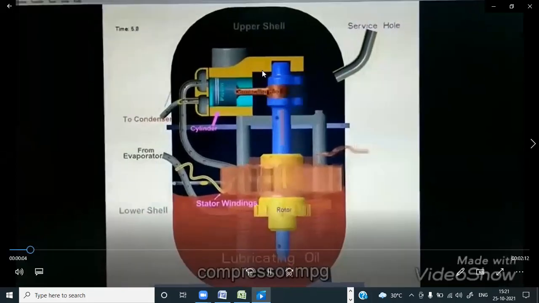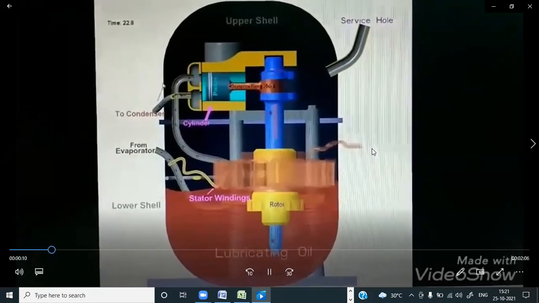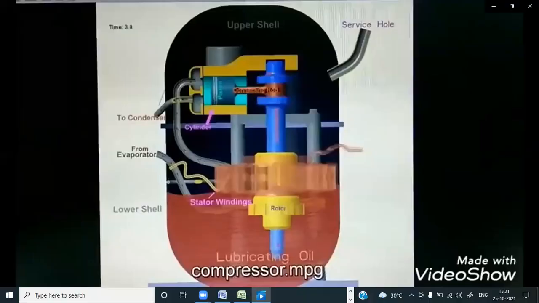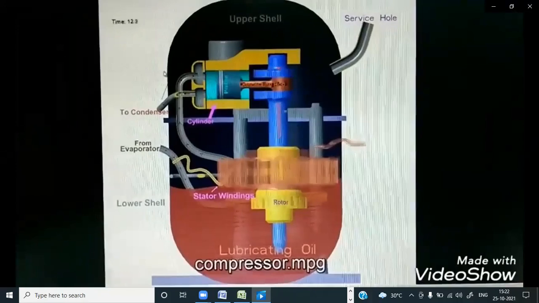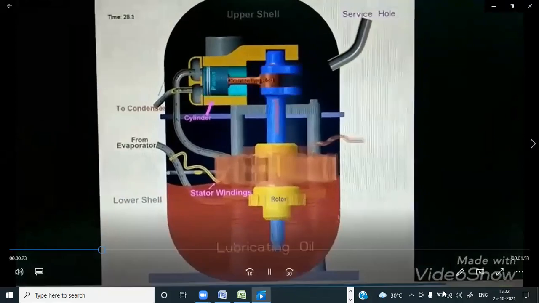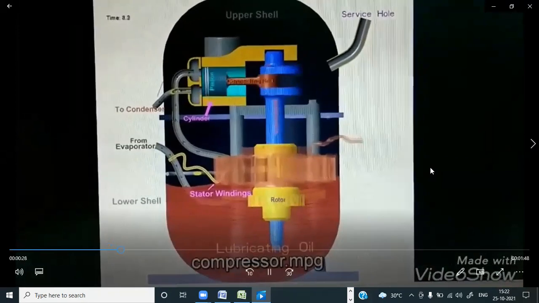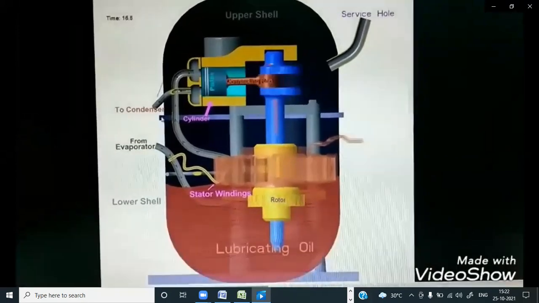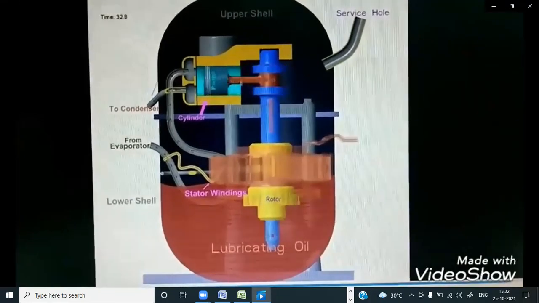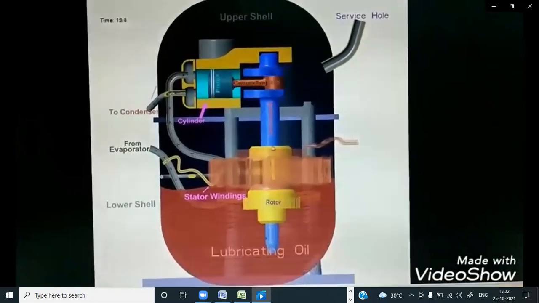Friends, today we will discuss the hermetically sealed compressor and its working and assembly. It is widely used in domestic refrigerators and air conditioners. This is the upper shell and this is the lower shell of the compressor. Both are made of steel and welded here. Inside this shell, both compressor and motor are directly coupled on the same shaft.